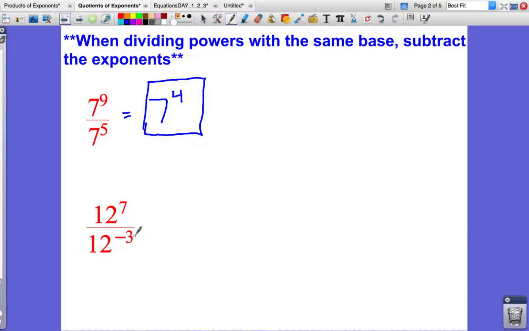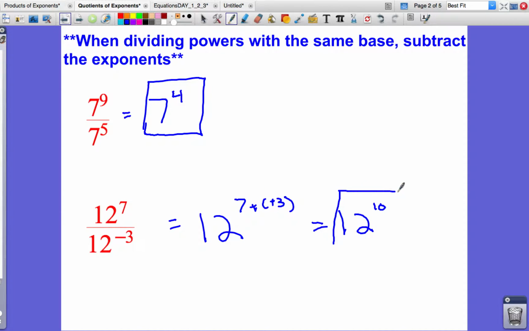If I have a negative exponent down here, it doesn't really change anything. I'm going to do 7 minus negative 3. I have the same base, so this is going to be 12 to whatever my new exponent is. 7 minus negative 3, I'm just subtracting. Well, this just becomes plus: change, change. So now I have 12 to the 10th power, and that is my final answer. So when we have quotients with exponents, all we do is subtract the exponents and we're done.